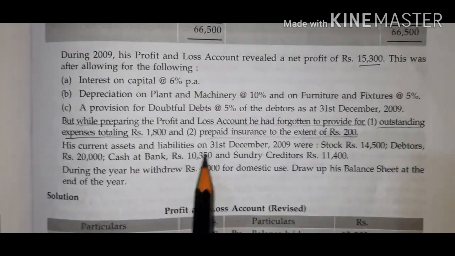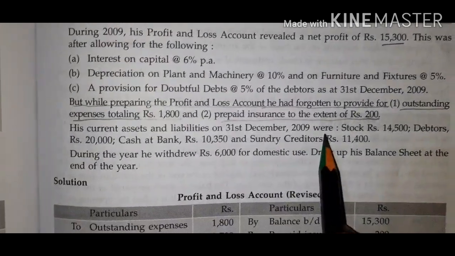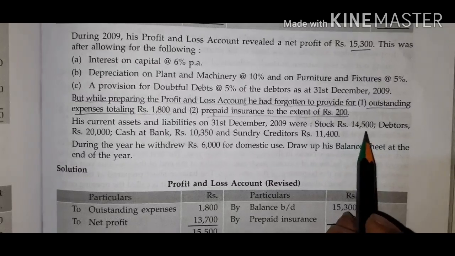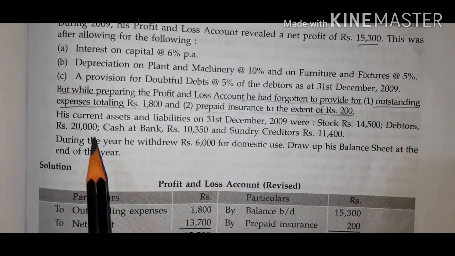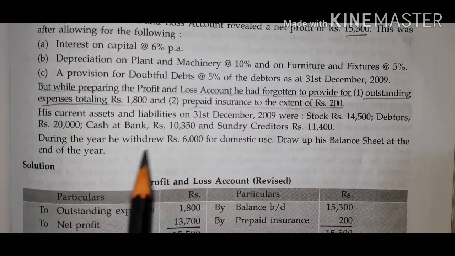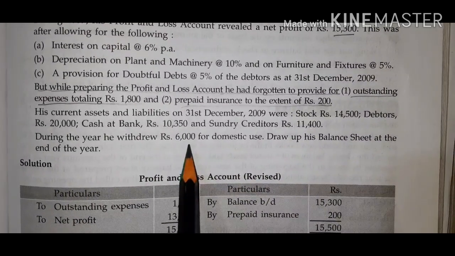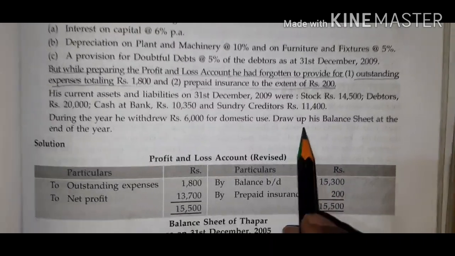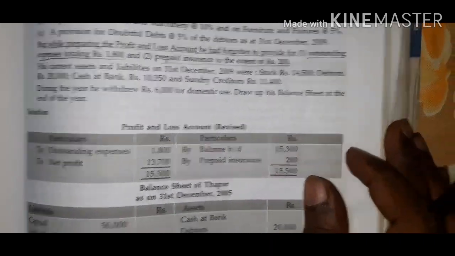His current assets and liabilities as on 31st December 2009 were stock 14,500, debtors 20,000, cash at bank 10,350, and sundry creditors 11,400. During the year, he withdrew rupees 6,000 for domestic use, that is for personal use. Draw up his balance sheet as at the end of the year.